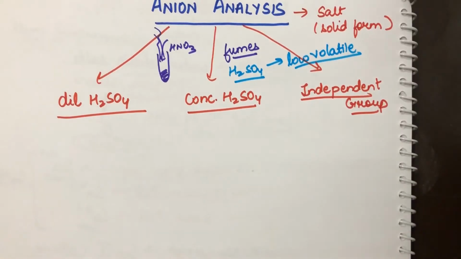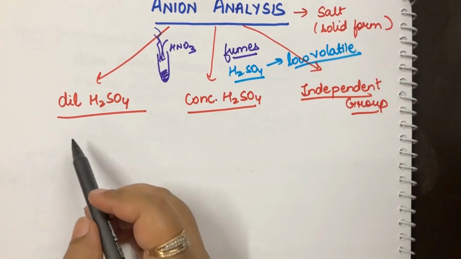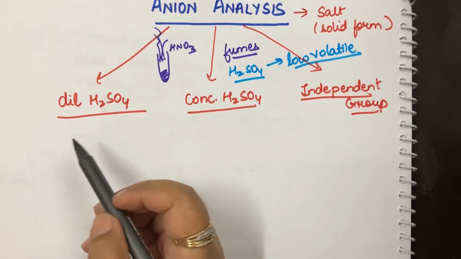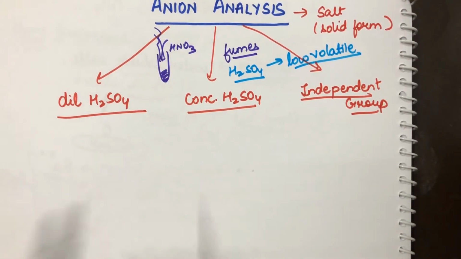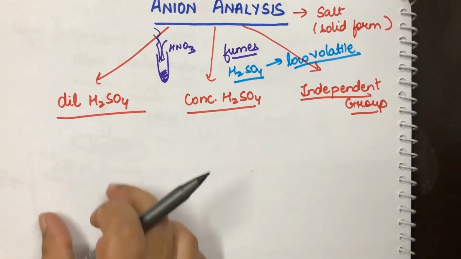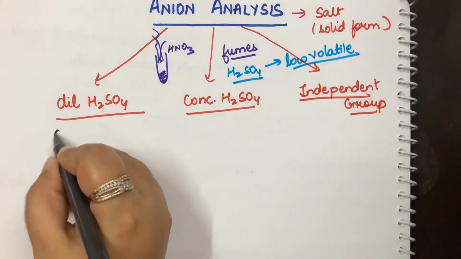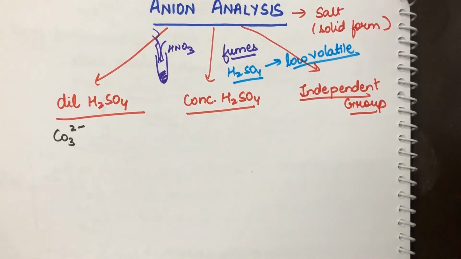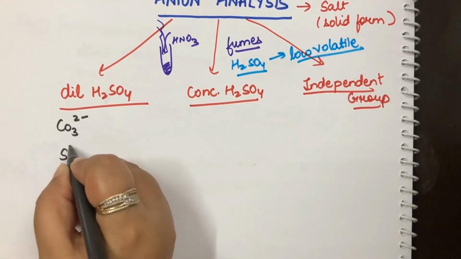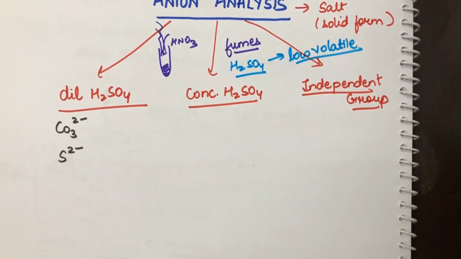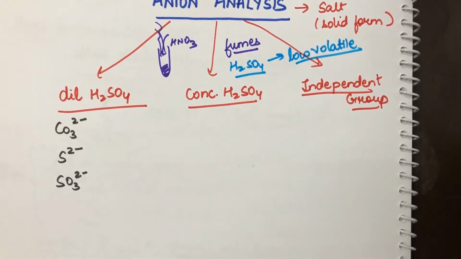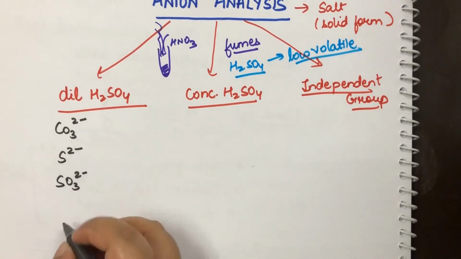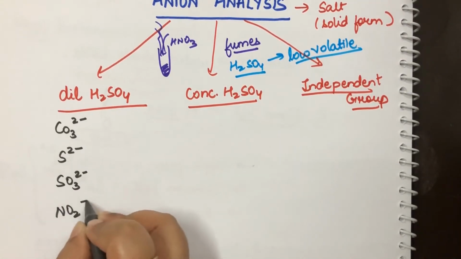Talk about the dilute H2SO4 group. Obviously, you will be taking the salt and adding a small amount of dilute H2SO4. Now, what anions are present in this particular group? You would have the carbonate ion. You will have the sulfide ion, sulfide. You will have sulfite. And you will have the nitrite ion here.